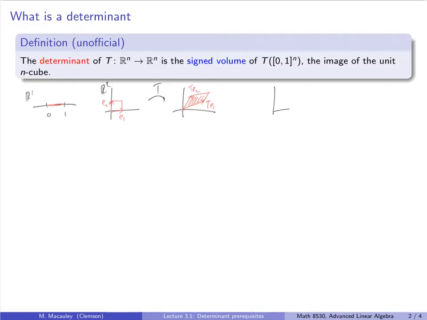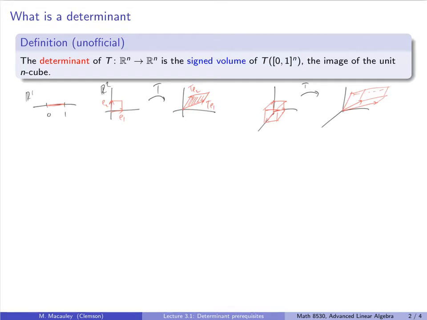And then in R^3, the unit 3-cube is the standard unit cube. And if we apply T, now I don't know if I'm going to be able to draw this, these three vectors determine a parallelepiped. I think I'm going to fail in this one, but I think you get the basic idea. Something like this. And the volume of that is the determinant. Now, several things. First of all, I said signed volume. I mean n-dimensional volume. So that's length here, area here, and three-dimensional volume here.